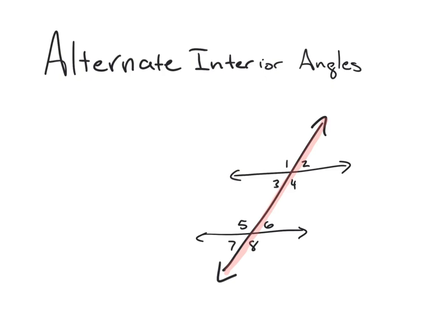But that's very important when we're looking for these different types of angles. For example, this one we're looking for alternate interior angles. So the alternate part refers to the fact that it should be on alternate sides or opposite sides of the transversal. So for example, 3 and 6 would be on opposite sides of the transversal.